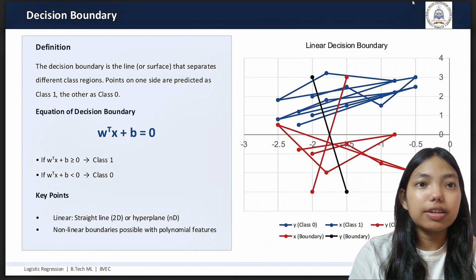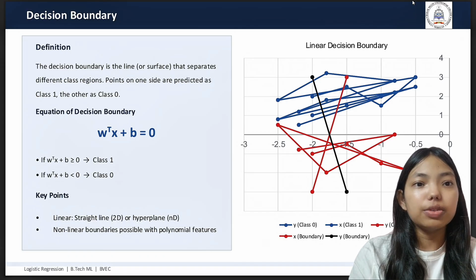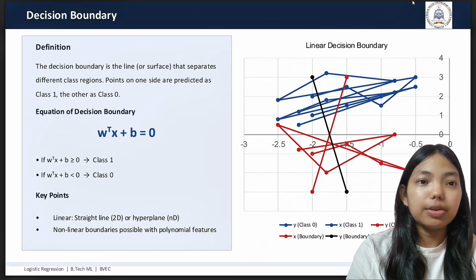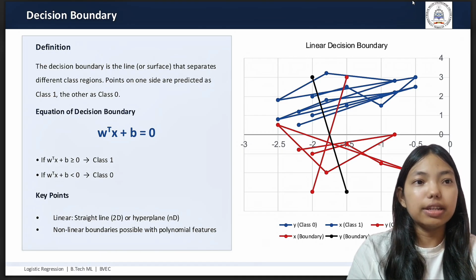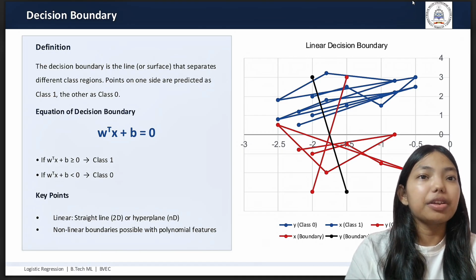In logistic regression, the decision boundary is formed using the equation W transpose X plus B equals 0. If the value is greater than or equal to 0, the data is predicted as class 1, and if the value is less than 0, it is predicted as class 0.